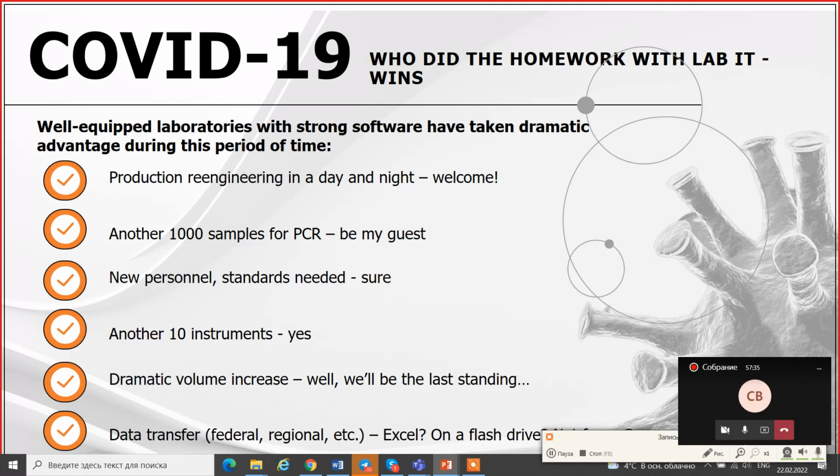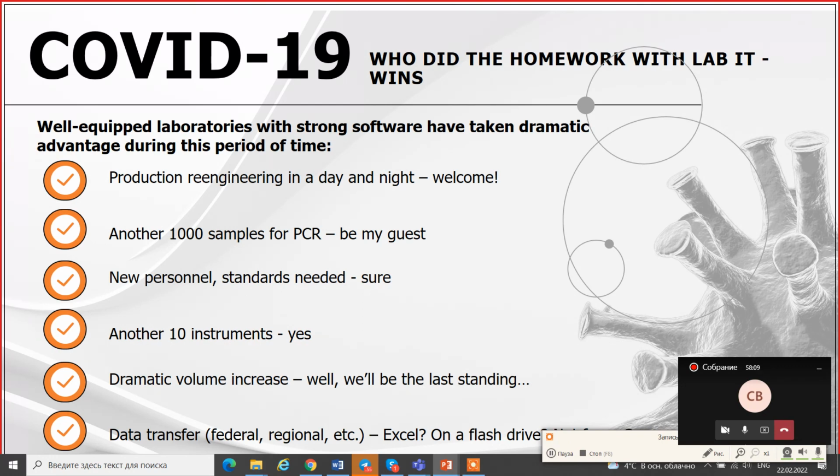Be my guest. Because if you have a badly performed, badly managed laboratory, it's completely impossible to perform this task without breaking down. New personnel, standards, needs, new government demands, new reports that they demand usually day and night. I think it's a pretty common problem for each government healthcare system with COVID times in the world. Yes, okay, it's hard, but we can manage it.